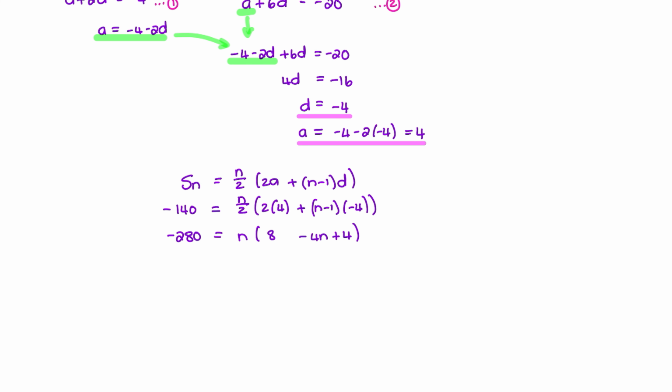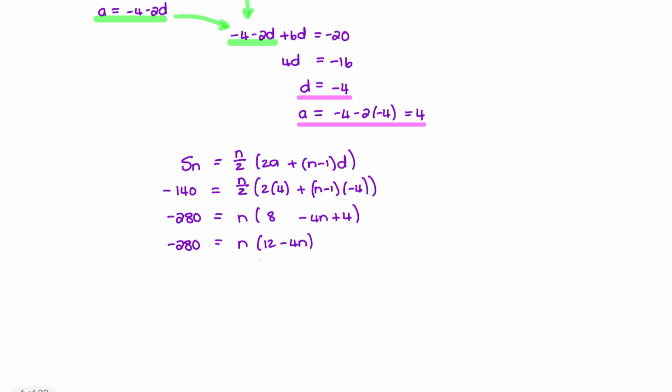In the next step, I multiplied both sides by 2. So on the right-hand side, the 2's will cancel out. What you'll also notice is that I cleaned up the inside of the brackets. So 2 times 4 is equals to 8. And then -4 multiplied with n is -4n. And -1 multiplied with -4 is +4. And when I add like terms together, I have brackets that say 12n minus 4n.